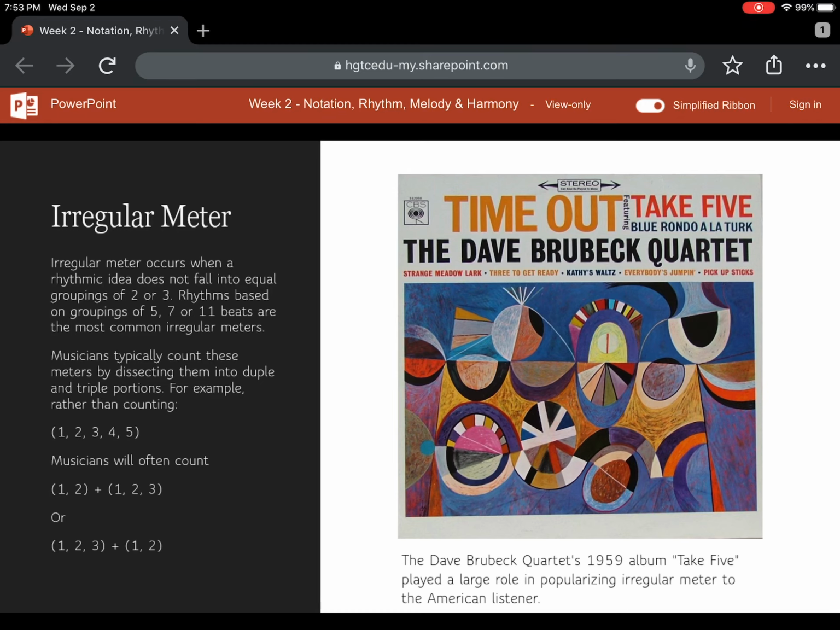Here's an example of something that's in an irregular meter. So that's 1, 2, 3, 4, 5, 6, 7. Right?